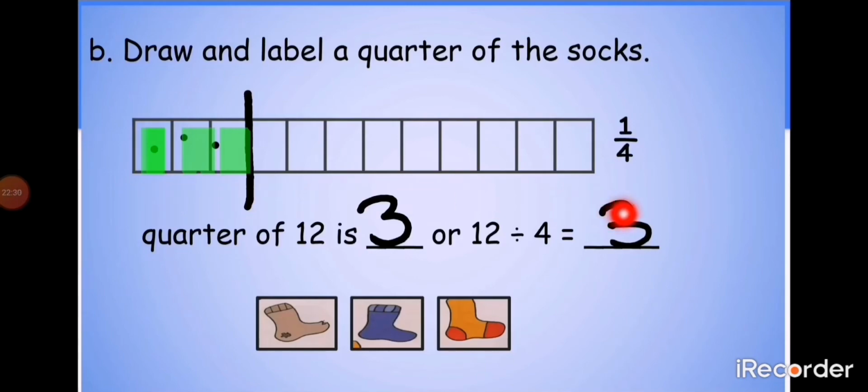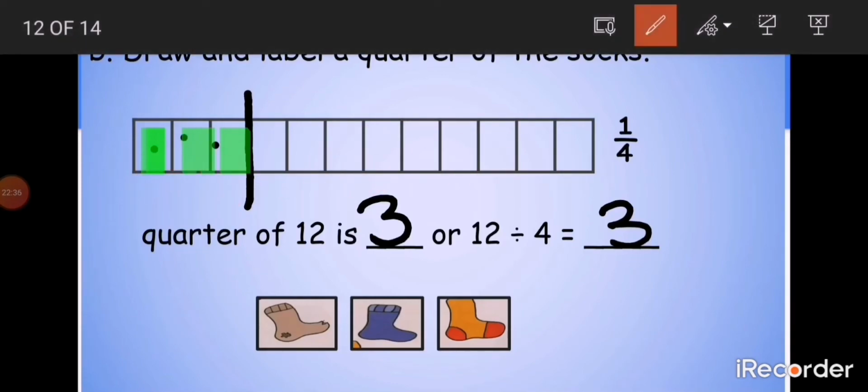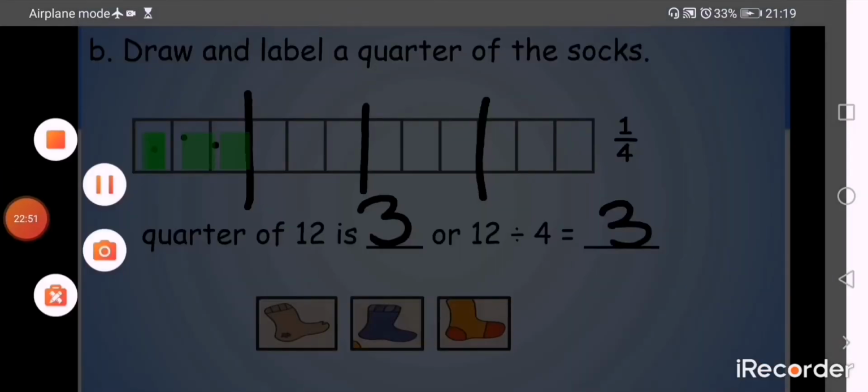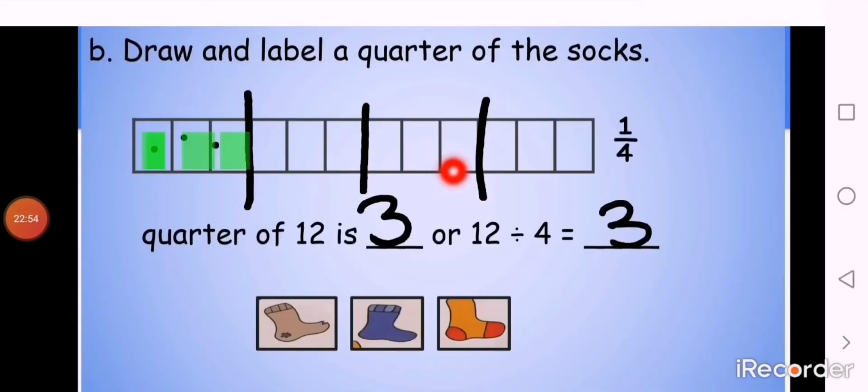How many quarters are present in 12? 4. Can I cut into 4 equal parts? Yes, we can count in 3s. So again 1, 2, 3. Second quarter, 1, 2, 3. Third quarter, 1, 2, 3. Fourth quarter. So I divide into 4 quarters, 1, 2, 3, 4 quarters. Each quarter has 3 out of 12. Now there are 4 quarters and each quarter has 3 parts. It means 3 socks are the quarter of 12.